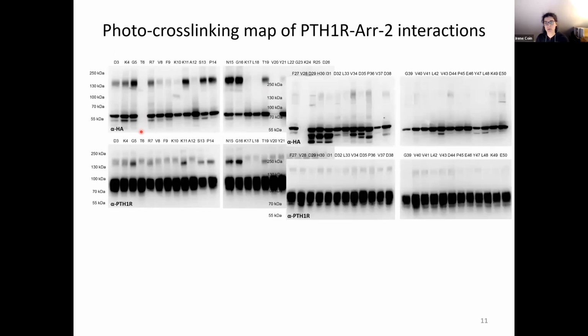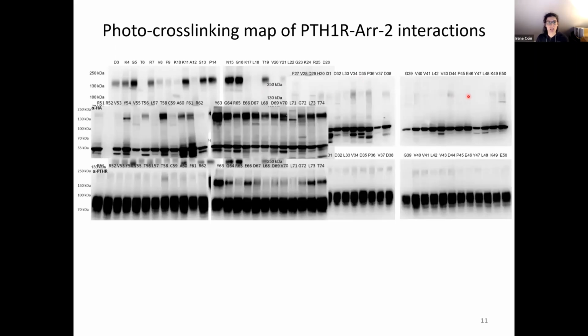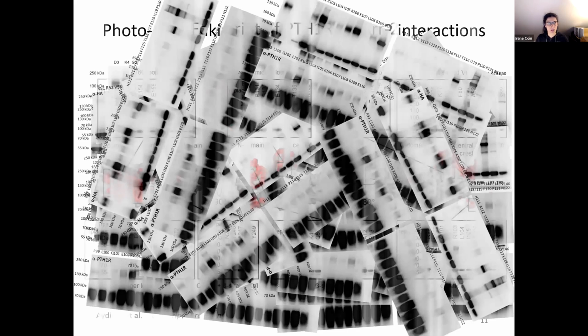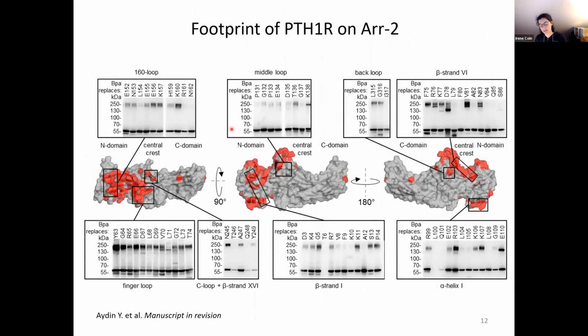Then you make the next 24. Here we have barely any cross-linking, and in the third batch we cover cross-linking, and so on until you screen the whole protein. Once you are done, you get the footprint of the receptor on the arrestin, because every black spot you get in the Western blot is the covalent receptor-arrestin complex. Once you plot all the cross-linking hits on the surface of the arrestin, you really have a footprint, so you know which positions of arrestin interact with the receptor.